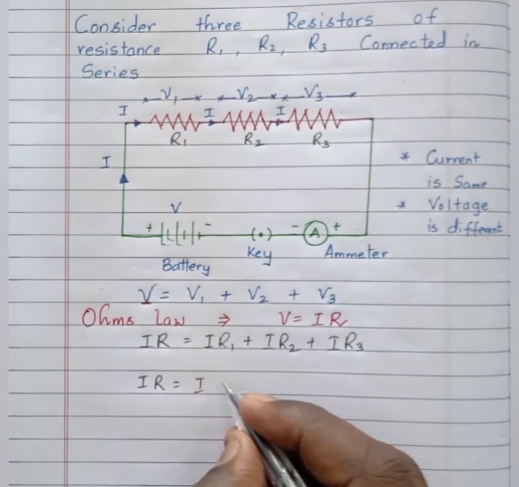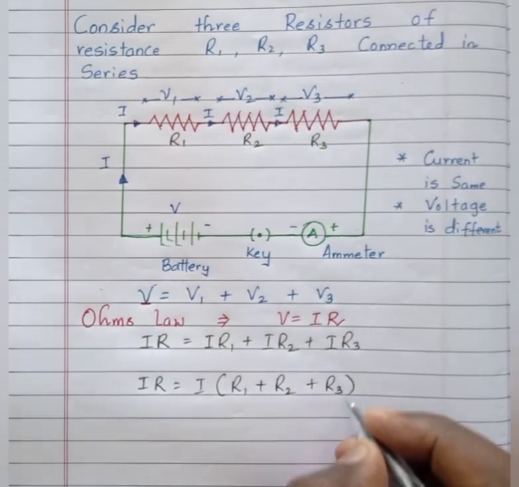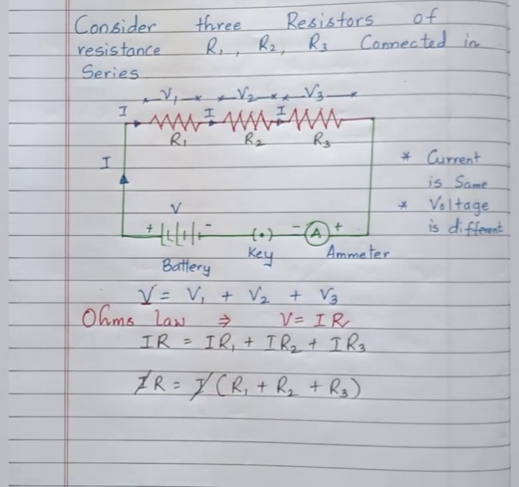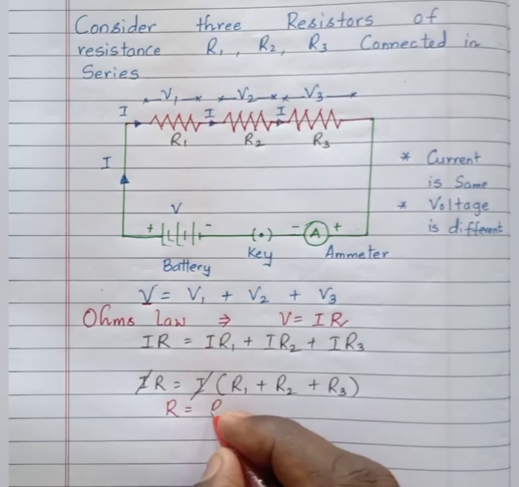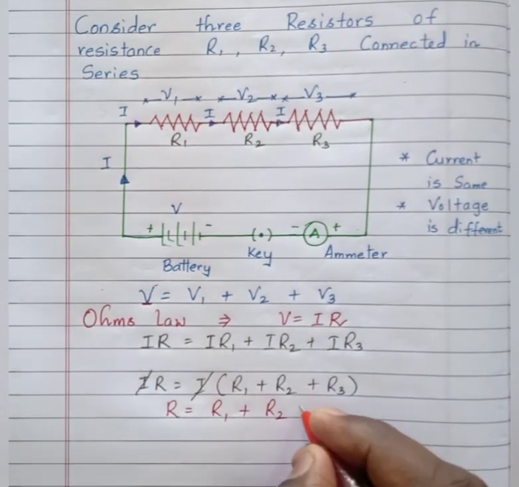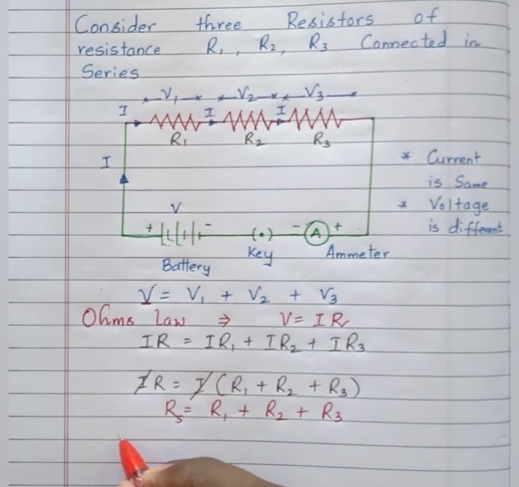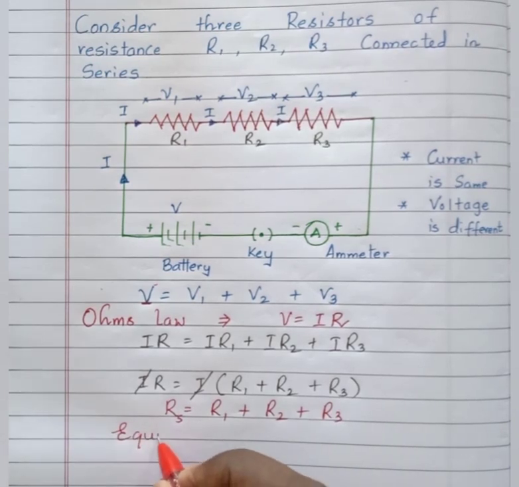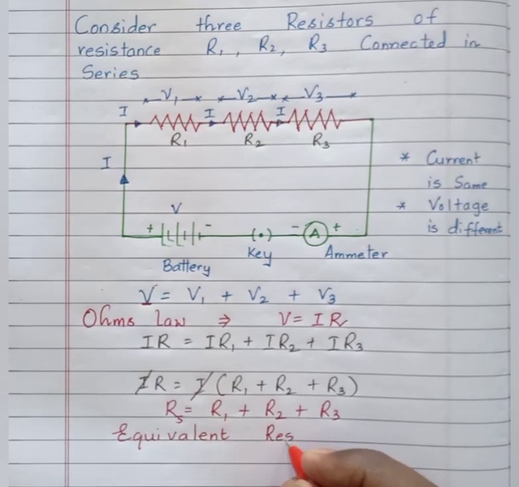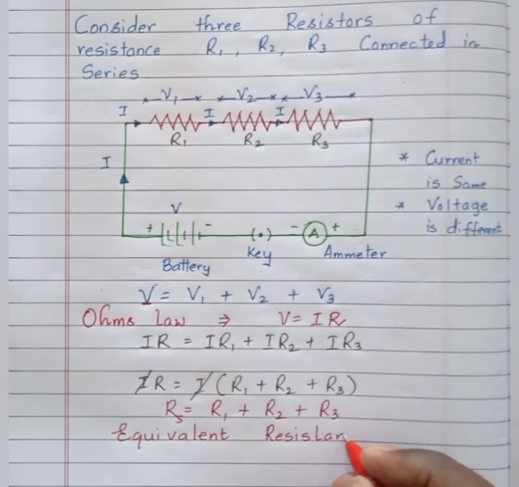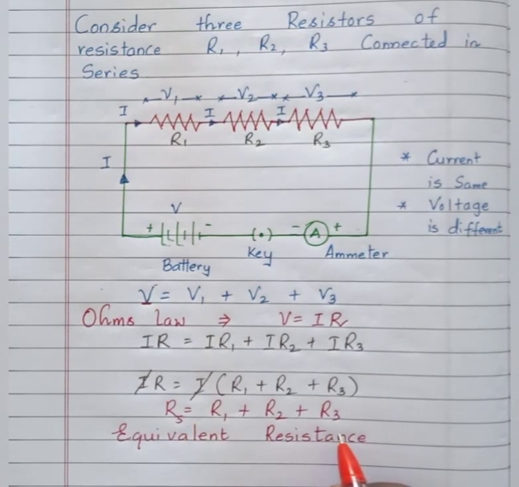Therefore, what is common? The current I is common, take it out. We can express it as I into R1 plus R2 plus R3. Now, I and I will cancel out. What are the remaining terms? R equals R1 plus R2 plus R3. Therefore, the total resistance is the sum of individual resistances. The equivalent resistance of the circuit is R1 plus R2 plus R3, the sum of individual resistances.